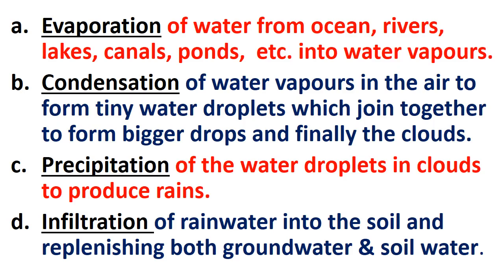In evaporation, the water evaporates and turns into water vapors. In condensation, the water vapors form tiny water droplets which join together to form bigger drops and form clouds. In precipitation, the water droplets present in the clouds produce rains. And in infiltration, the rainwater seeps into the soil and replenishes both the groundwater and the soil water. So this is about the water cycle.